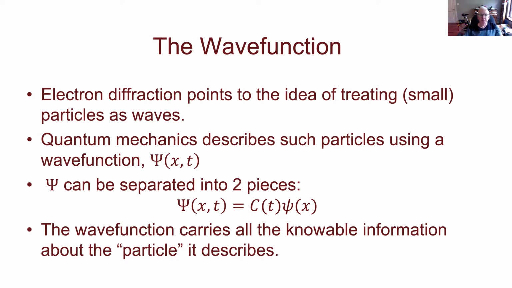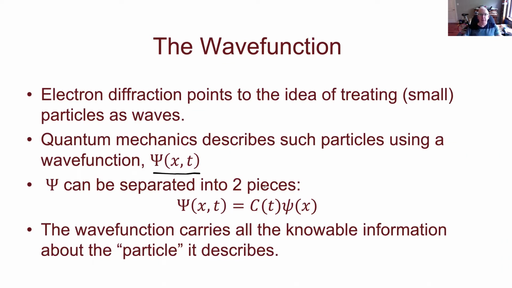So where does this idea come from? We talked before about the fact that electron diffraction was observed, which is a vivid illustration that electrons have wave-like properties, right? And so we might need, under certain circumstances, to treat very small particles like electrons as waves, okay? When we do this in quantum mechanics, we describe our particle using what is known as a wave function.